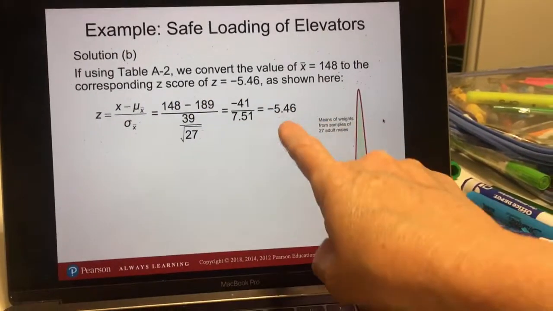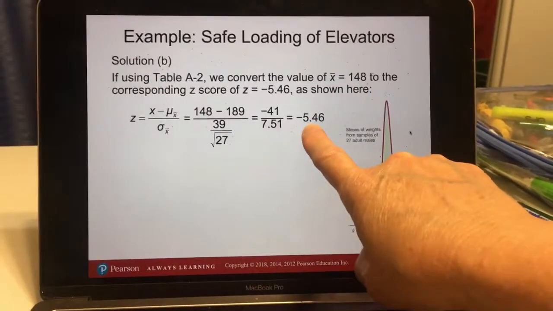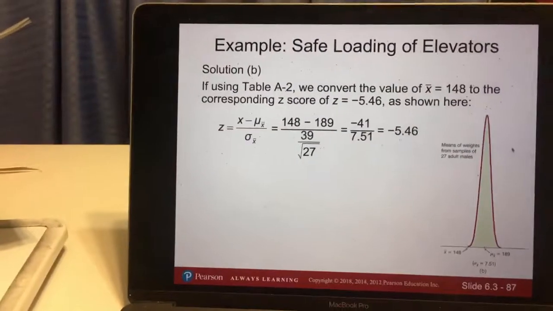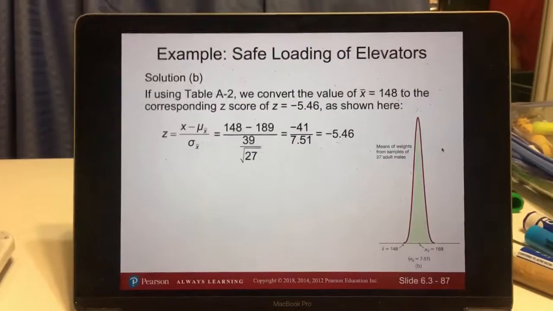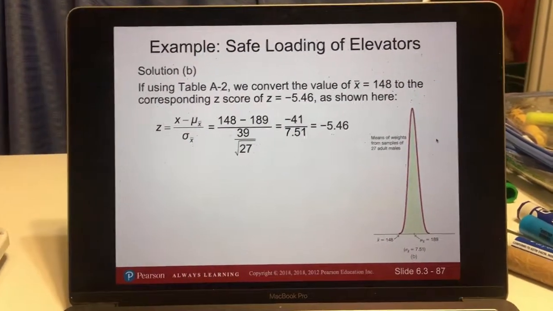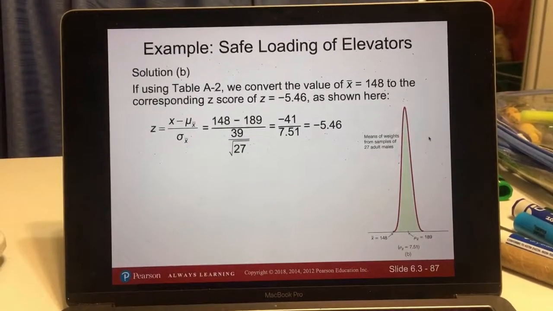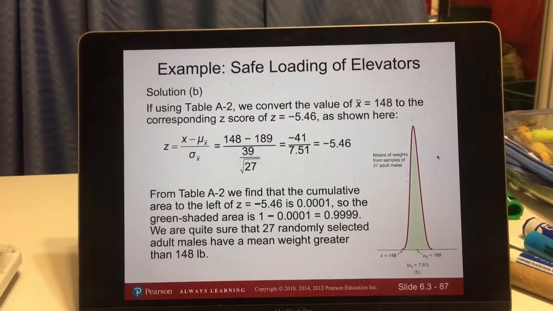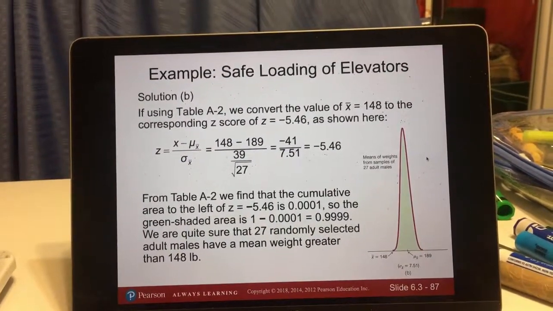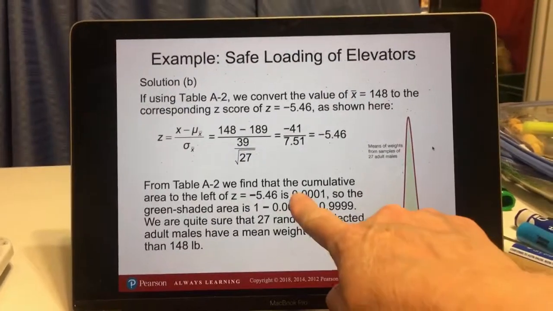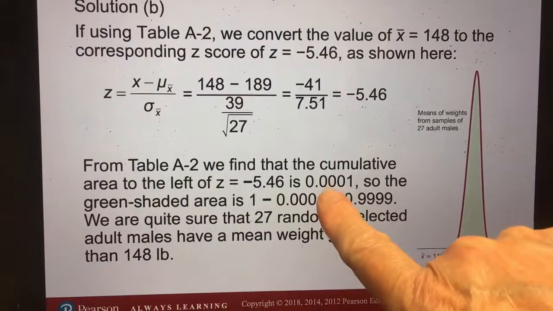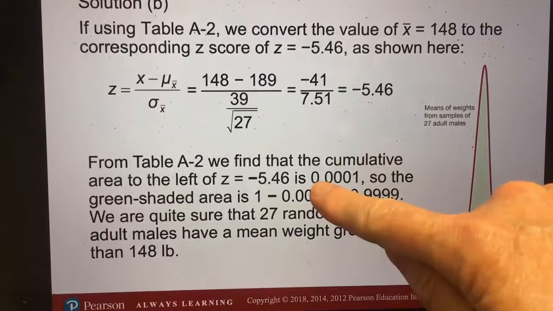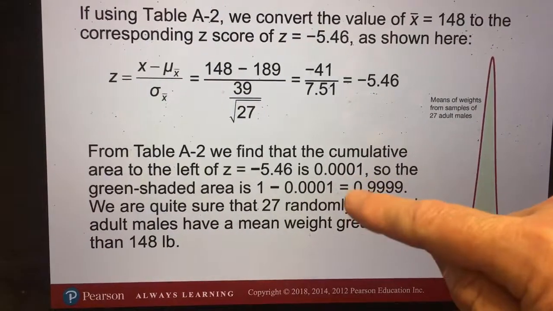So our z-score is negative 5.46. That's pretty much way over here. And it is outside that boundary of the negative 2 to positive 2 standard deviations, isn't it? Now it says from table A2, we find that the cumulative area to the left is 0.0001. So basically we're way to the left, almost to 0.